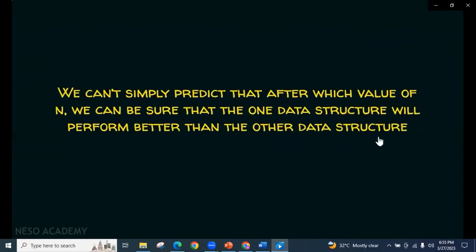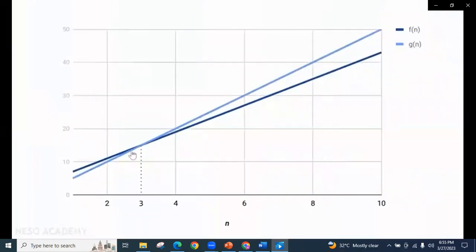If you can't simply understand what I'm saying, then please see this graph. Here you can see that for n less than or equal to 3, Gn is performing better than Fn. Isn't that so? Fn is actually growing faster than Gn. But for n greater than 3, Gn is growing faster than Fn. You can clearly see that n equal to 3 is the point after which we can be sure that Gn is growing faster than Fn. Isn't that so? Or in other words, I can say that Fn is performing better than Gn. So the value of n is very important here in this case. After that, we can be sure which function is performing better than the other function.